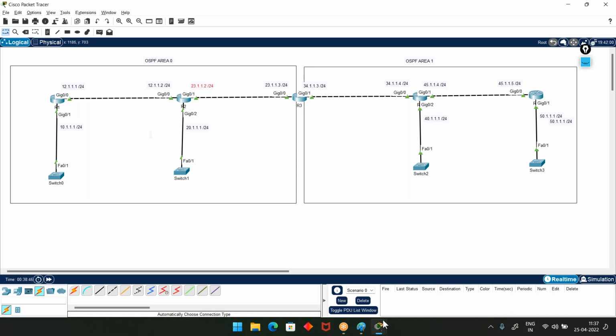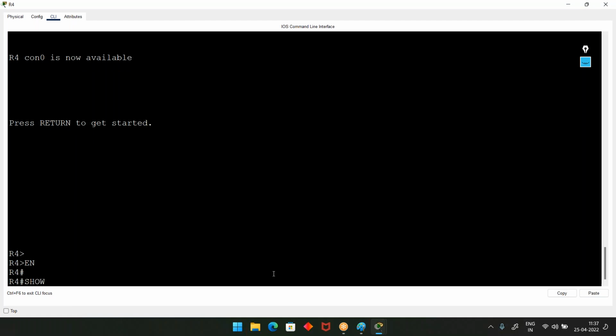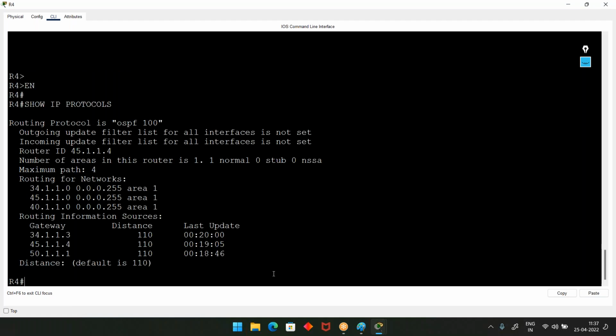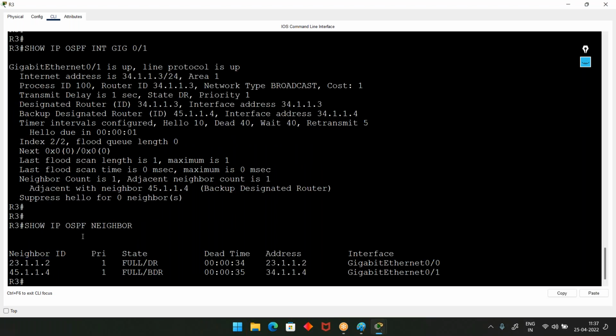Let's go to the R4 now this time. Show IP protocols. What is the R4 router ID here? It is 45.1.1.4.